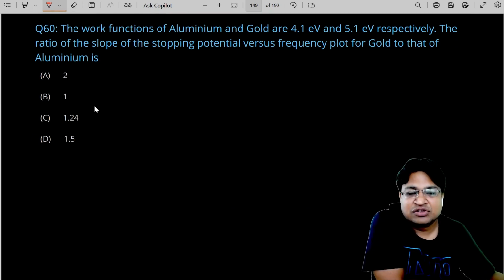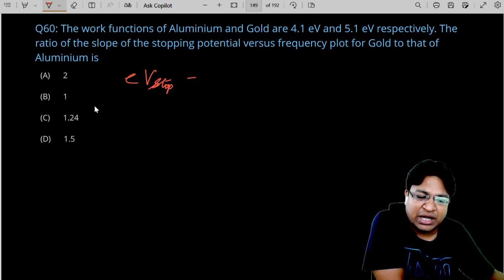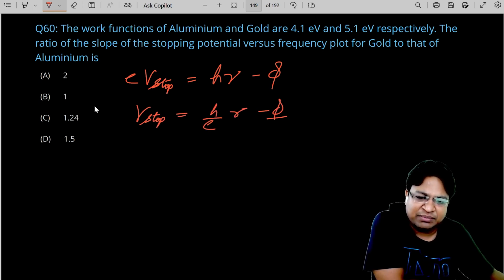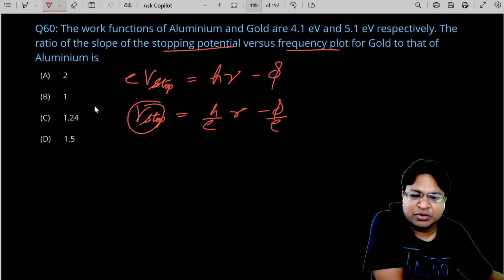Okay, now this question says work function of helium and gold are this much. The ratio of slope of electron. So guys, the equation that we write is E times V stop equals h nu minus phi. So from here, V stop can be written as h by e into nu minus phi by e. Now, if you're trying to plot a graph between stopping potential versus frequency, stopping potential will become the Y coordinate, frequency will become the X coordinate.